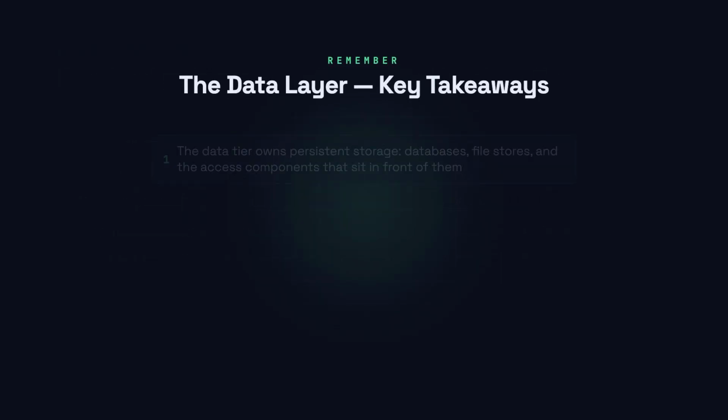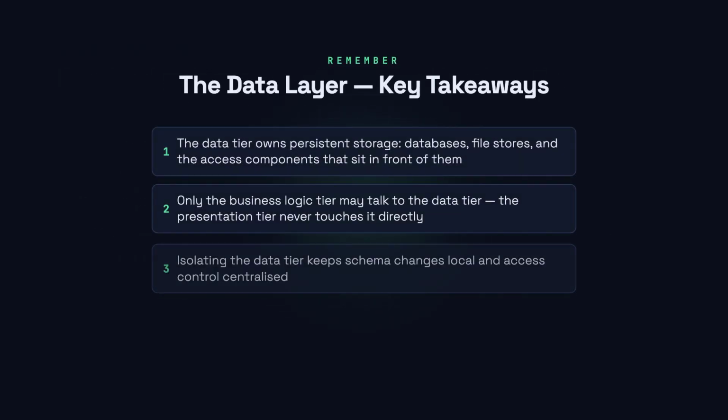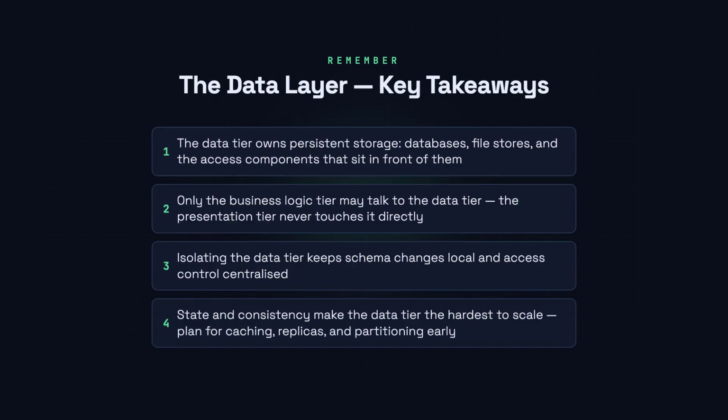To summarize, the data tier is responsible for everything that needs to outlive a single request, and it exposes that information only to the business logic tier, never directly to the presentation tier. That isolation keeps your schema changes contained and your security rules in one place. The unavoidable challenge is that state is hard to distribute, so the data tier will always demand the most careful thinking when it is time to scale.